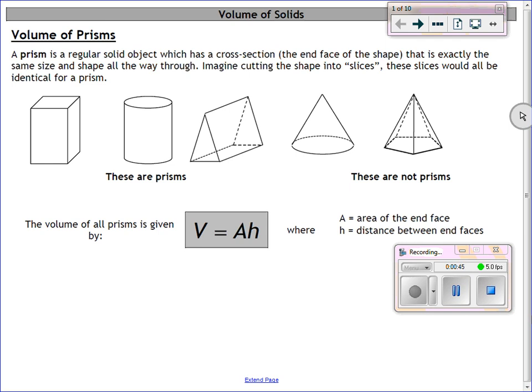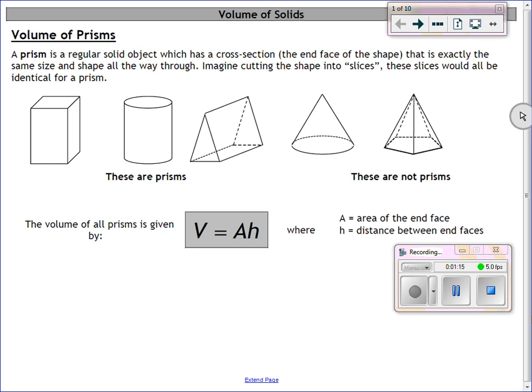So the first bit of volumes is looking at the volume of a prism. We should all know what a volume of a prism is. You learned this in primary school. A prism is a regular solid object where the front and back of the object are the exact same shape, and it's got what we call uniform length throughout the shape.